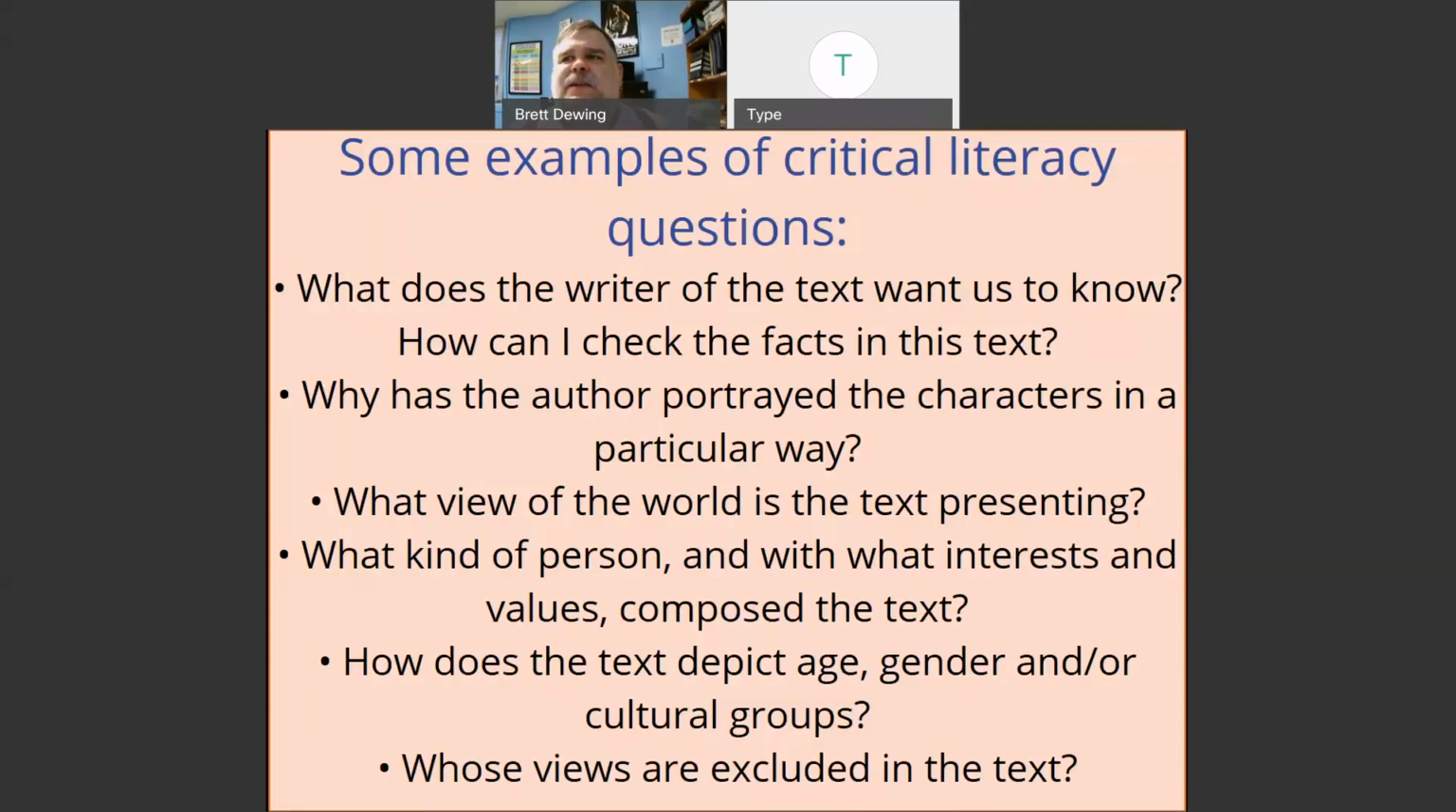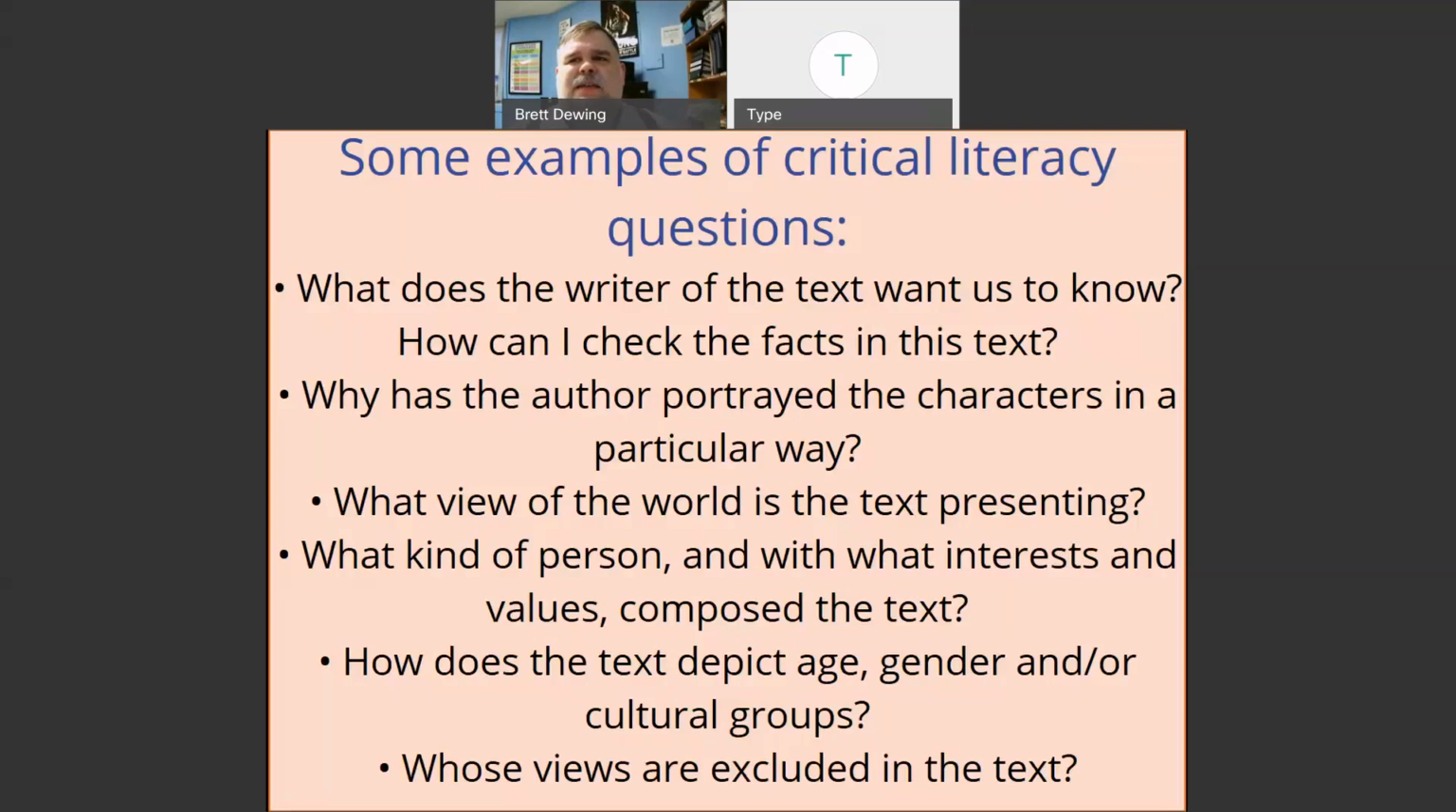How does the text depict age, gender, cultural groups? So then you're looking for bias, prejudice, racism, ageism, things like that, that might be embedded in the text that you have to sort of tease out so you're aware of them. And whose views are excluded instead of included in the text? So knowing what's not in the book is just as important as knowing what is in the book.